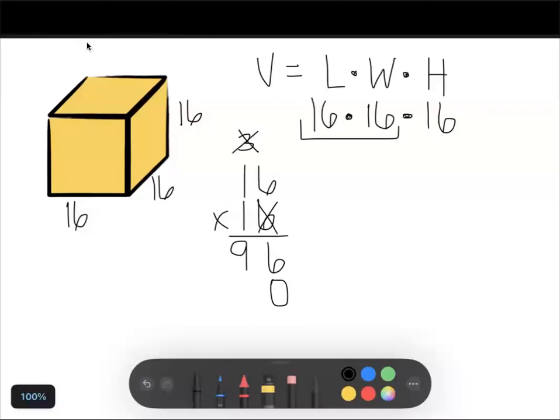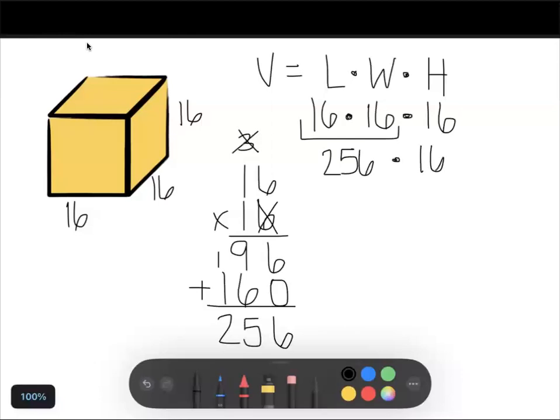It just helps me. So 6 times 1 is 6, and then 1 times 1 is 1. So let's add those together and we would get 6. We would get 15 here and a 2 right here. So for this first section, 16 times 16 is 256. But now we need to multiply that by 16 to get the final volume. So I'm going to do 256 over here times 16.